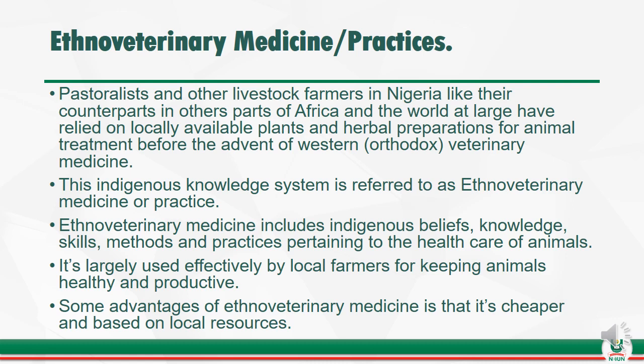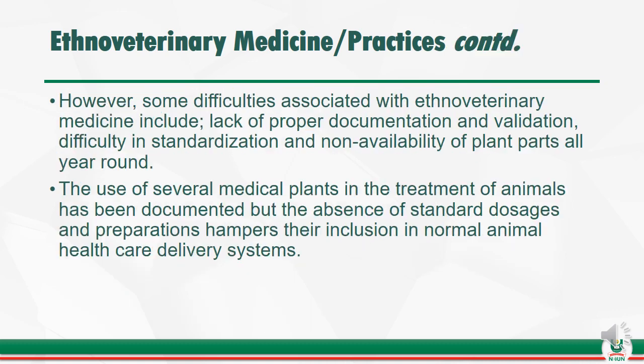Ethno-veterinary medicine includes indigenous beliefs, knowledge, skills, methods, and practices that pertain to the health care of animals. It's largely used effectively by local farmers for keeping animals healthy and productive. Some advantages of ethno-veterinary medicine are that it's cheaper and based on local resources. However, some difficulties include lack of proper documentation and validation, difficulty in standardization, and non-availability of plant parts all year round. These are part of the major problems. That's why I find orthodox veterinary medicine more appropriate. The same thing applies in human medicine.